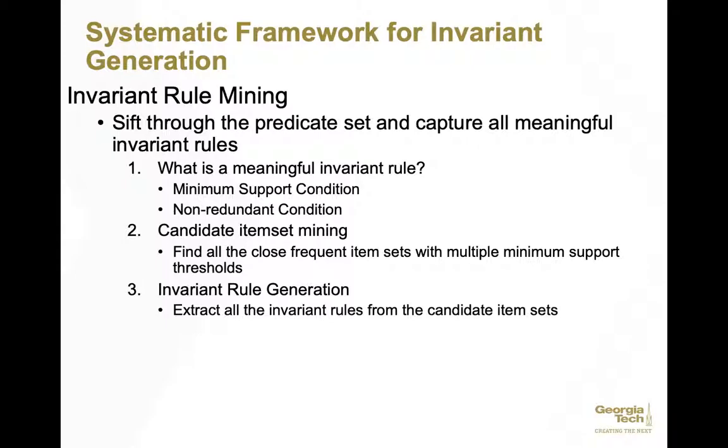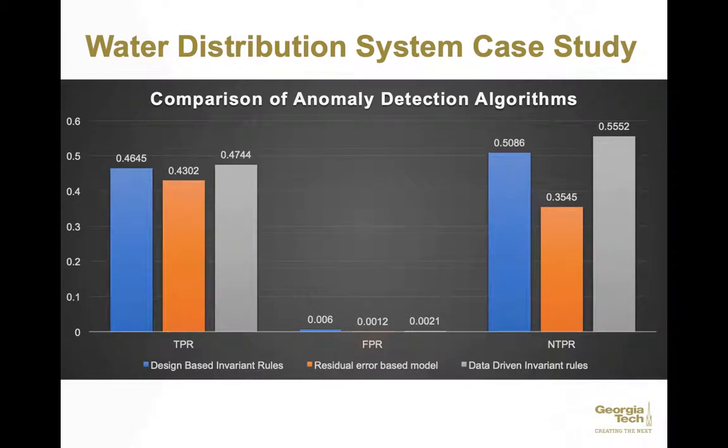So now let's examine how this algorithm can work in a case study. The water distribution system case study, they tested it in what was called the WADI, or the Water Distribution Testbed. It's basically a scaled down version of a real urban water distribution system, and it has the capacity to output 10 gallons per minute.